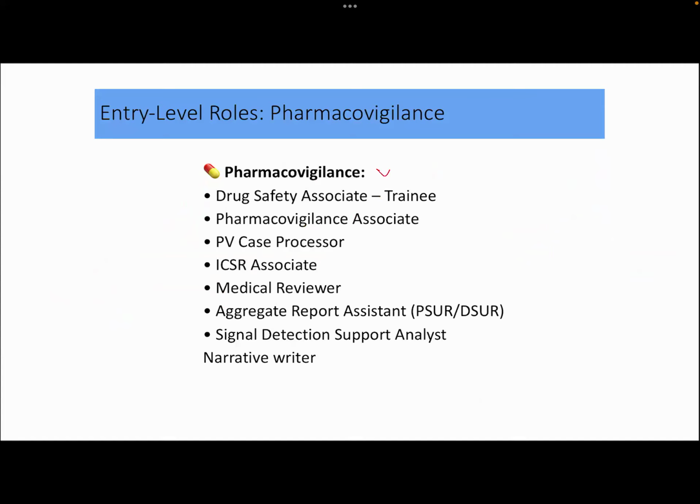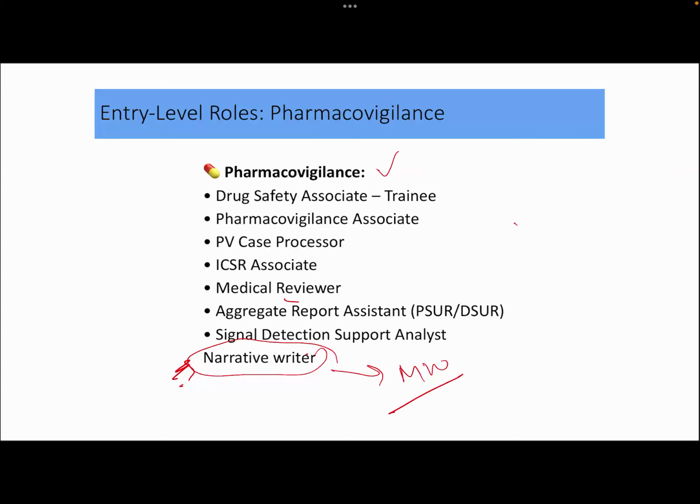Now, this is quite a popular field, but this is also a place where a little saturation has started happening. So that's why I'm saying that try to look at other roles. Drug safety associate, pharmacovigilance associate, PV case processor, ICSR associate, medical reviewer, aggregate report assistant, signal detection, even a narrative writer. This is an overlapping role between medical writing and PV.